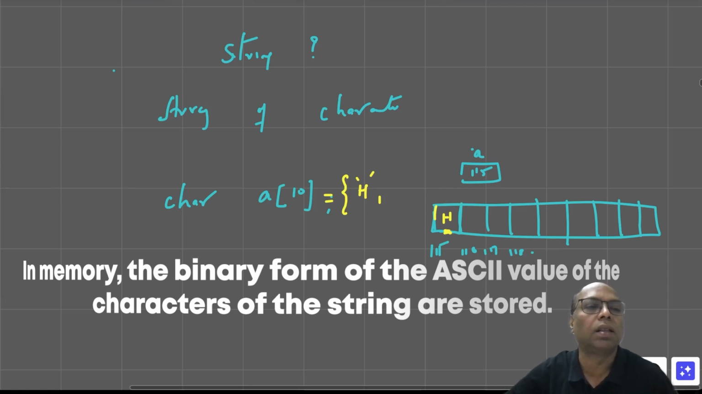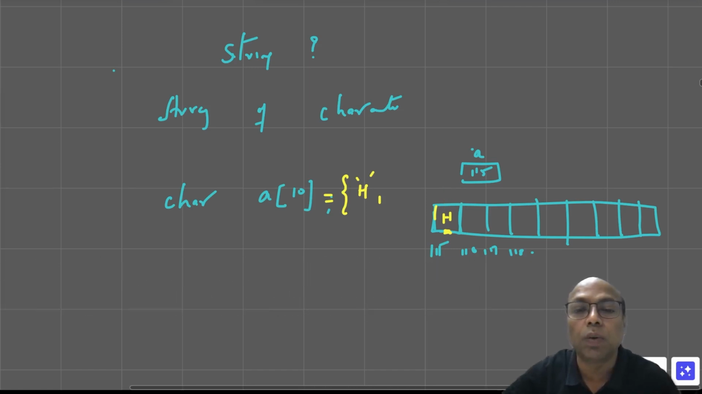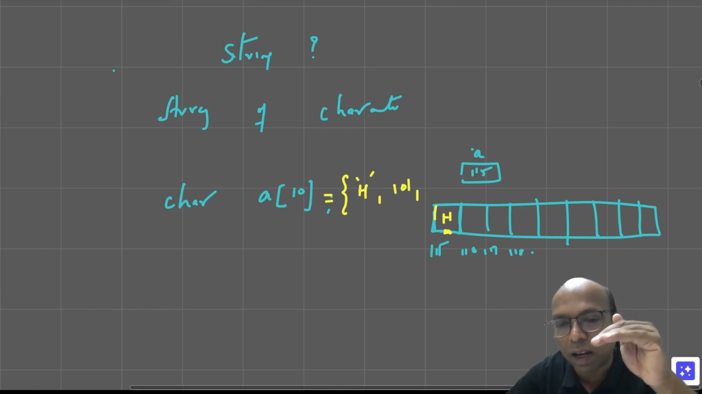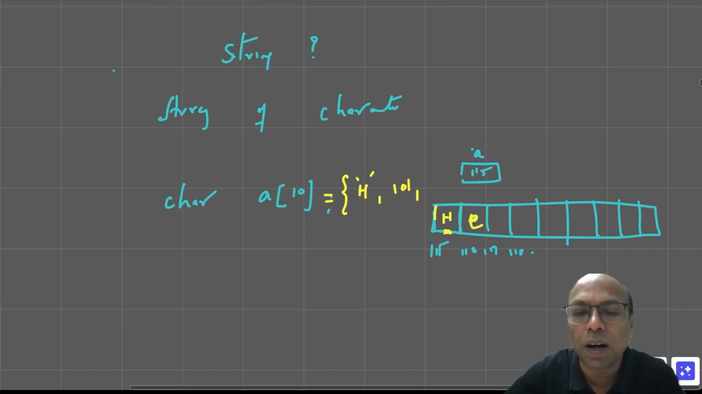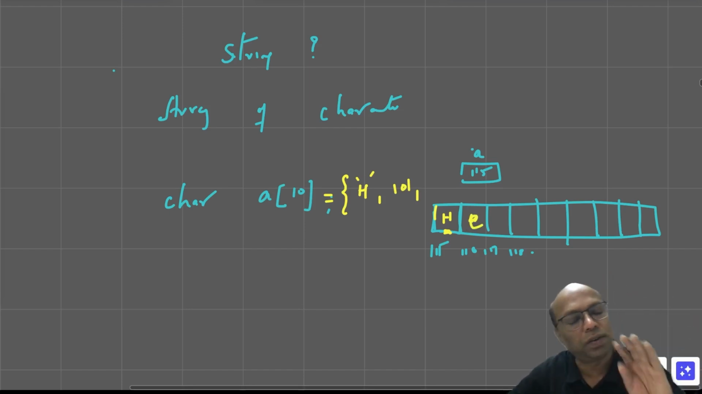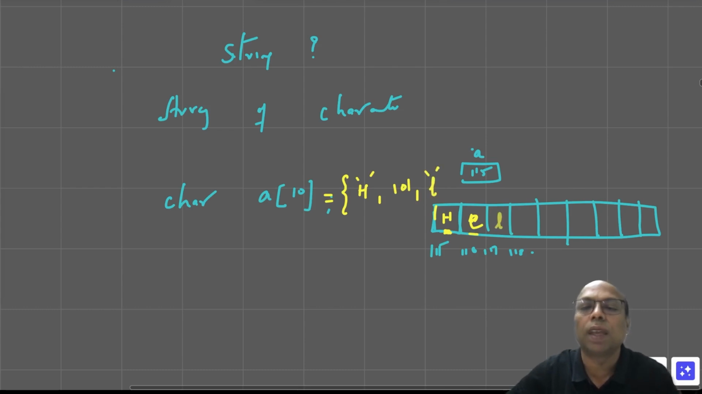Now I write E in this place. 101 is stored in binary form, but I am writing the corresponding character E. Remember, in this place H is not stored, 71 is stored. In this place E is not stored, 101 only is stored. Now I am writing L; the ASCII value of L is stored here. L again, the ASCII value of L. Then O, the ASCII value of O. Then what is stored in the rest?